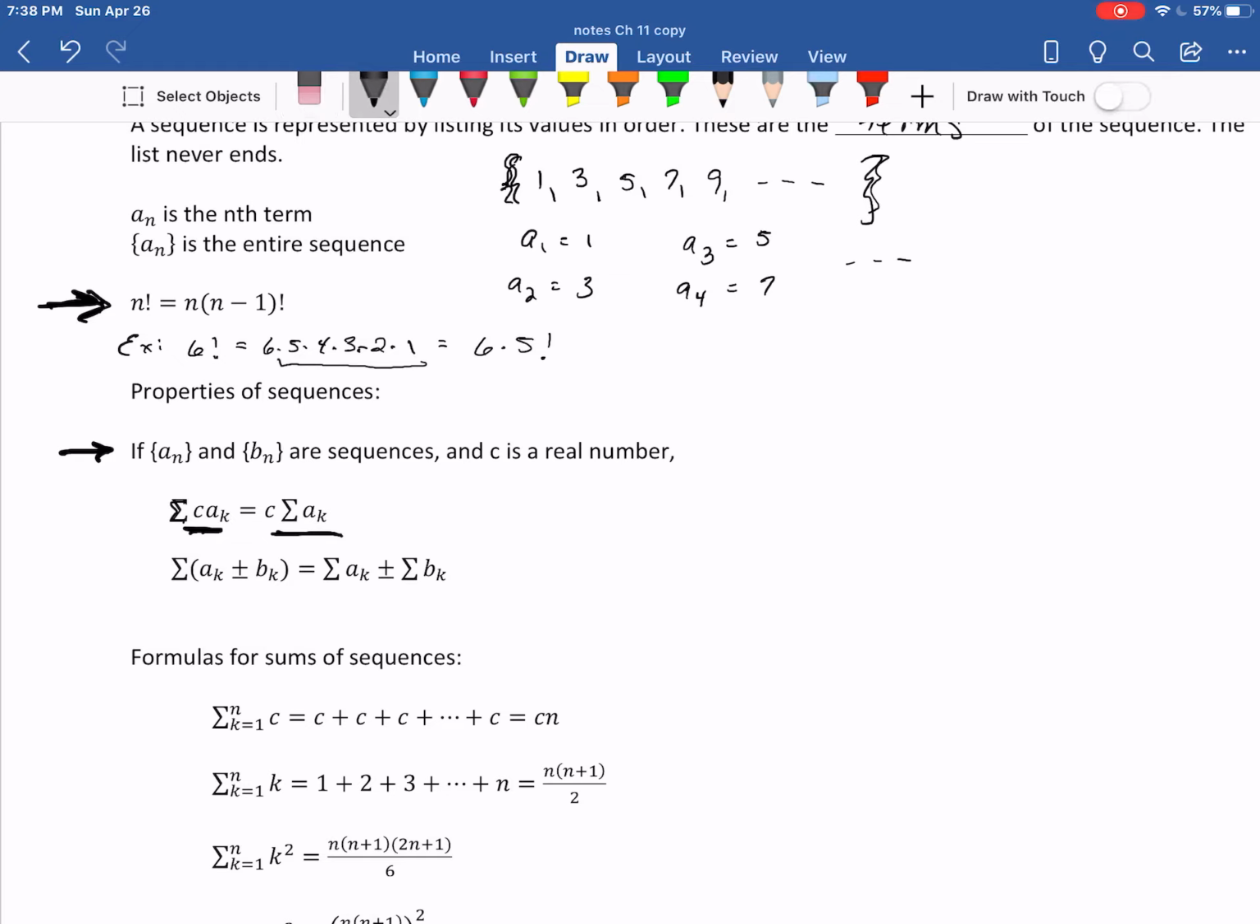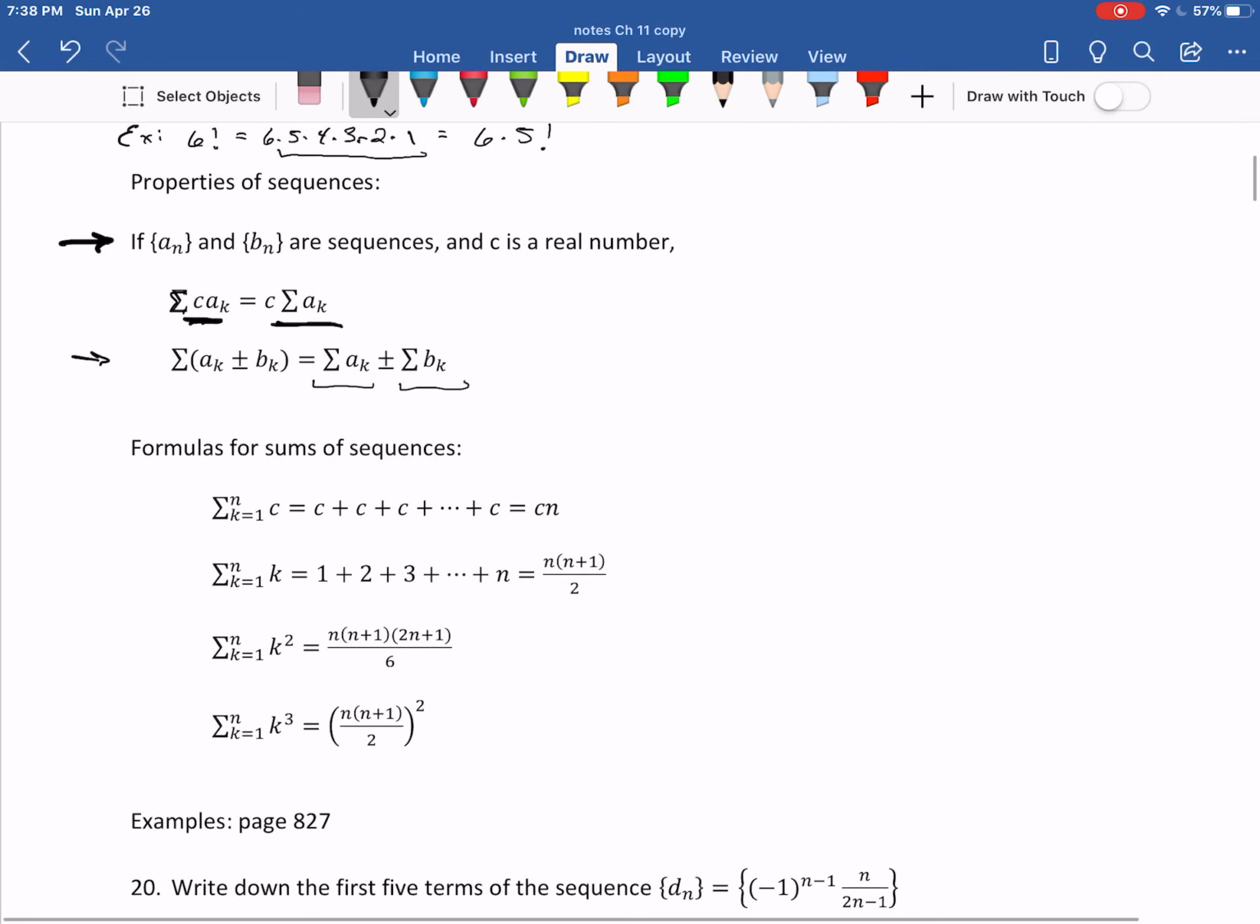The next formula is going to show you that if you're adding two different sequences together, your AK and your BK, or maybe you're subtracting these two sequences term by term, you can treat that as two separate summations. Work out all of the A terms and then work out all of the B terms, and then either add or subtract them as needed.